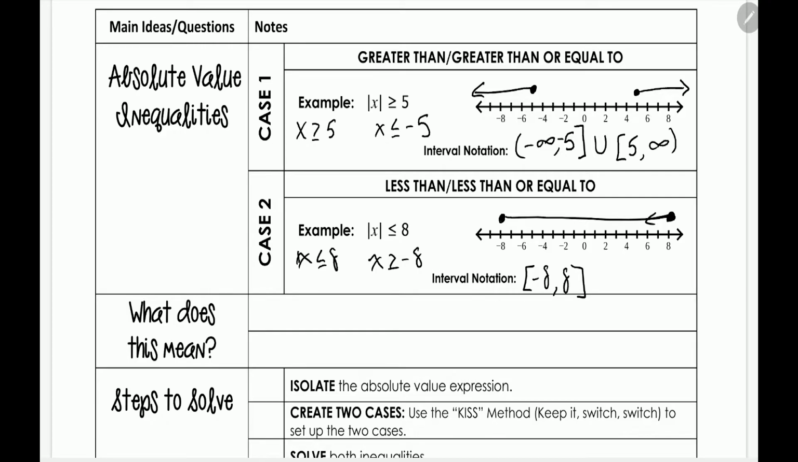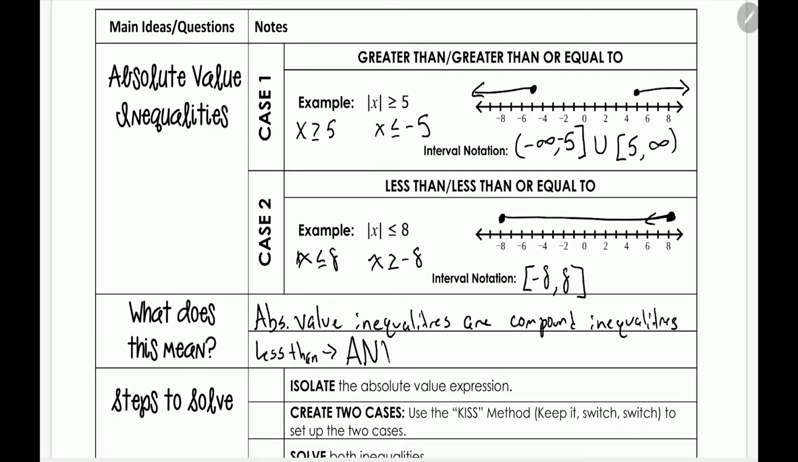Okay? Now, what exactly does this mean? So it means that absolute value inequalities are compound inequalities, as I mentioned earlier. And we can say that if it's less than or equal to, it means that we are going to have an AND case. And if it's greater than, we have the OR case. All right, just like before.